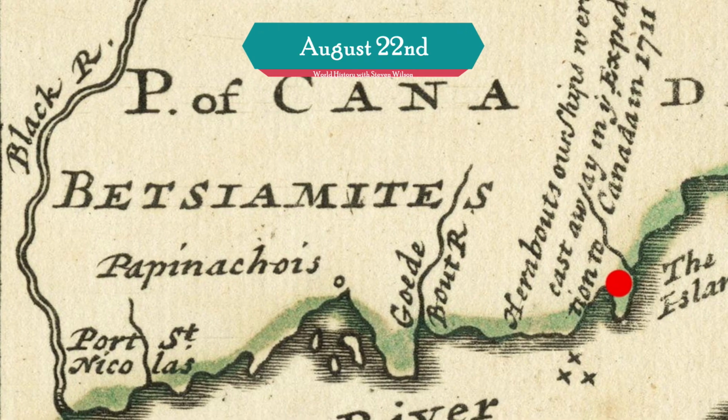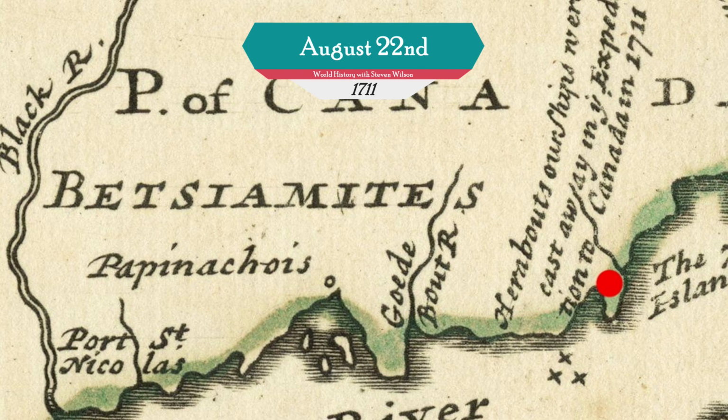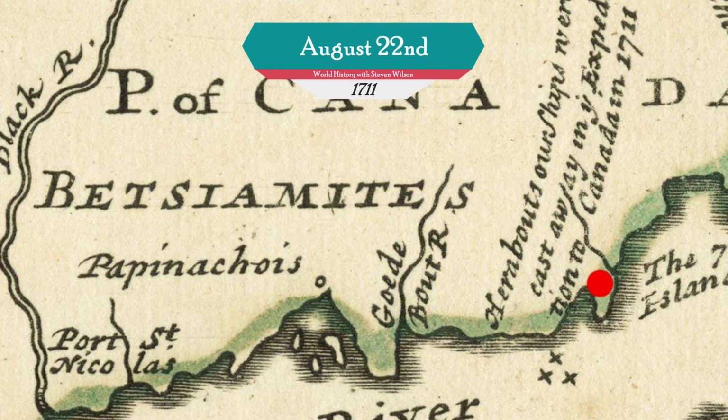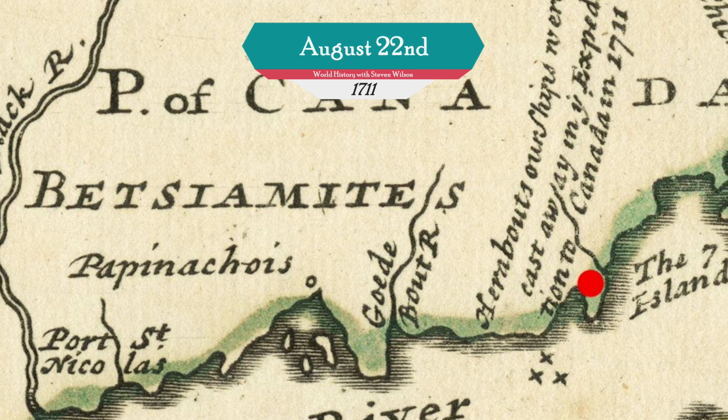In 1711, during the War of the Spanish Succession, the British embarked on a military expedition with the ambitious goal of capturing Quebec from the French. The campaign was part of a broader European conflict for supremacy, and its failure had significant ramifications.